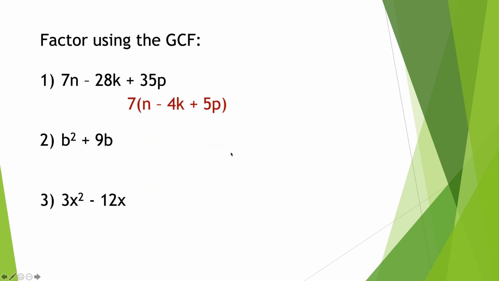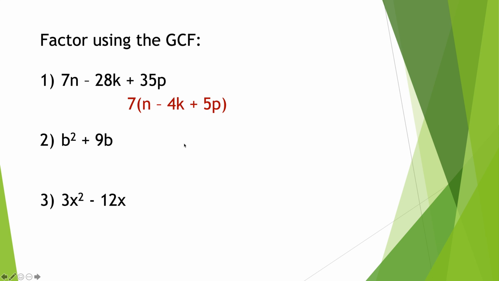So I'm going to factor out that 7 they share in common, and when I factor out, which factoring is division, it's the opposite of distributing. When I factor it out, I'm reverse engineering this. I have 7. When I factor out the 7, I'm left with n. When I divide out, because factoring is division, from -28k, I'm left with -4k. And from the 35p, I'm left with 5p.